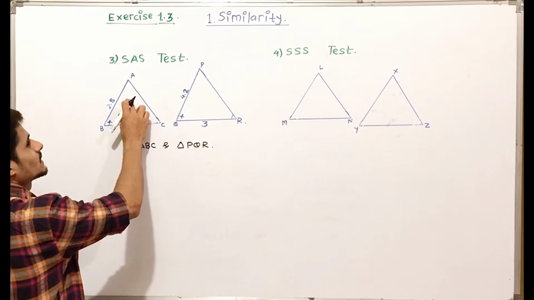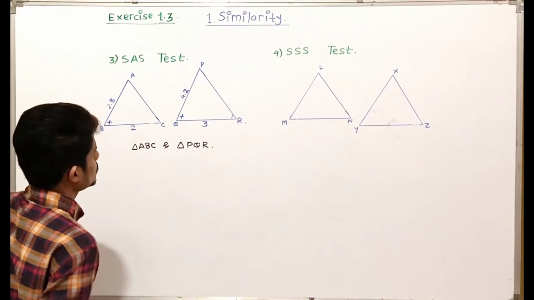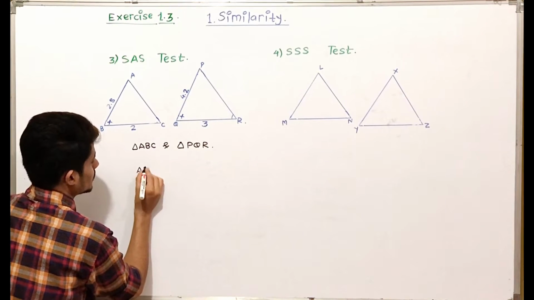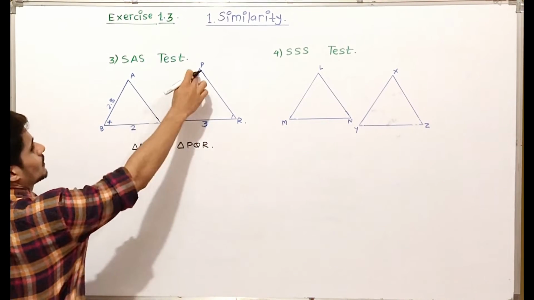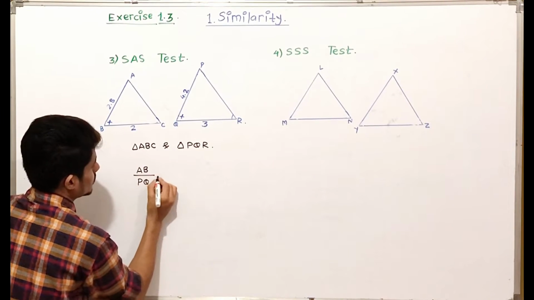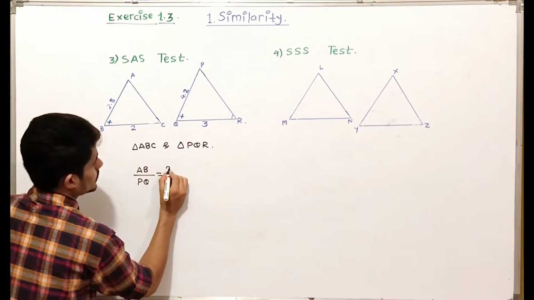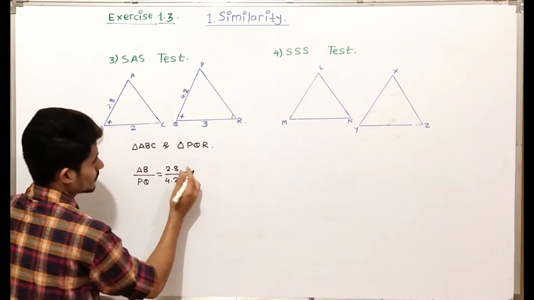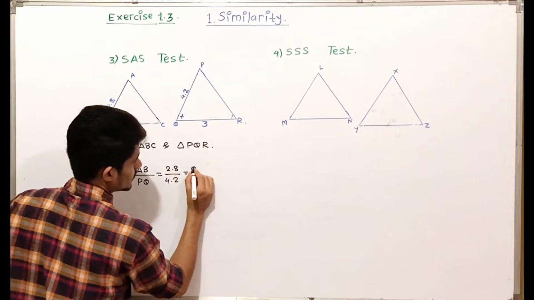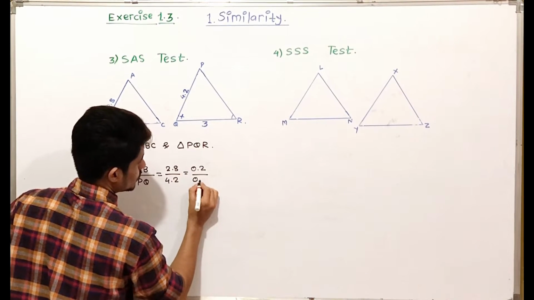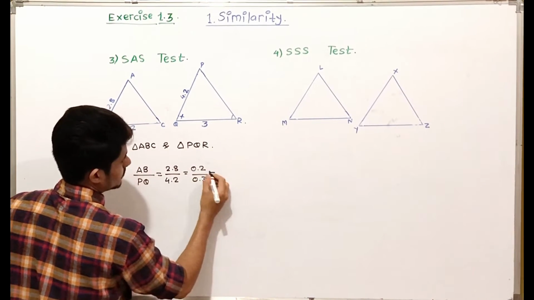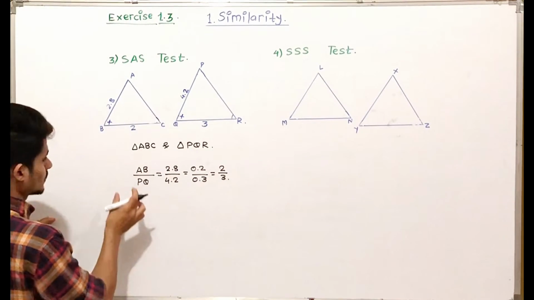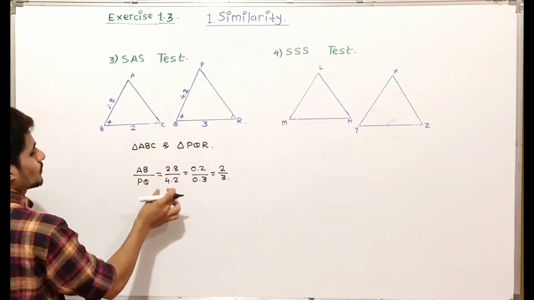If two sides of one triangle are proportional to two sides of the other triangle, that is AB upon PQ, the value of AB is 2.8 and the value of PQ is 4.2. If we divide this by 14, we get 0.2 and 0.3, and if you multiply it by 10, we get 2/3. So two sides are proportional.